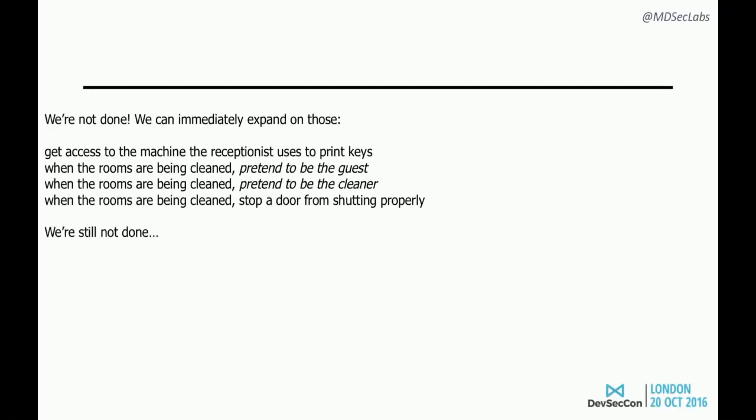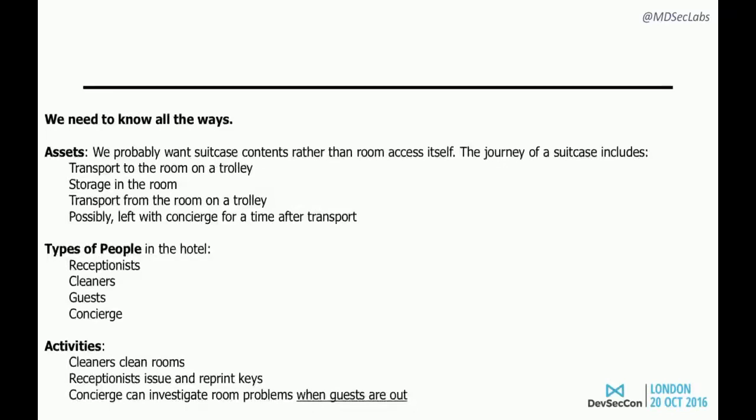And there are so many different ways now, but how are we going to make sure we've got them all? It turns out you could try and think from different points of view. You could think about different assets which might be valuable. So maybe we actually want suitcase contents rather than the room access itself. So we could think about how that asset moves around. We could think about types of people, and of course, if we think about types of people, we might come up with new methods of getting into the room. So if we think about, say, cleaner, guest, concierge, concierge is a new type of person. How do they operate in hotels? They probably have some sort of master key. They've got some sort of trust relationship that allows them into rooms.